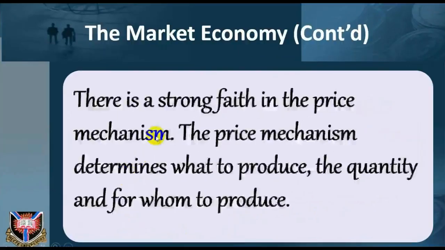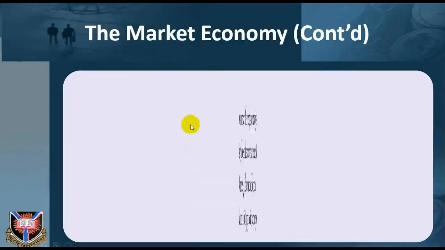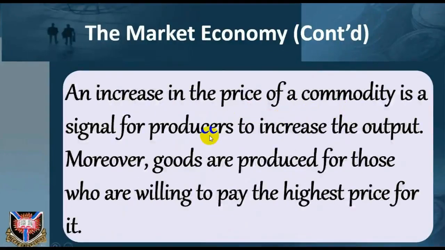There is a strong faith in the price mechanism. The price mechanism, which already embodies the scarcity concept, determines what to produce, the quantity, and for whom to produce. An increase in the price of a commodity is a signal for producers to increase the output. Moreover, goods are produced by those who are willing to pay the highest price for it.